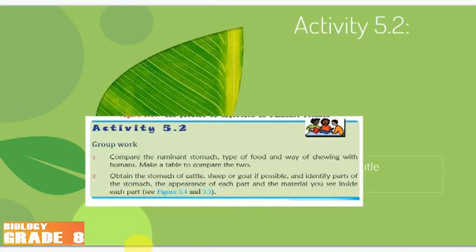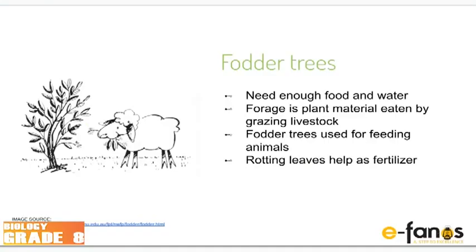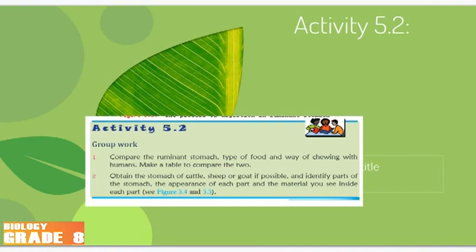Okay, activity 5.2, this is time to compare the ruminant stomach, type of food and way of chewing with humans. So how is it different in humans compared to ruminants? And in the second part, you will obtain the stomach of cattle, sheep or goat if possible, and you're going to identify different parts of it.